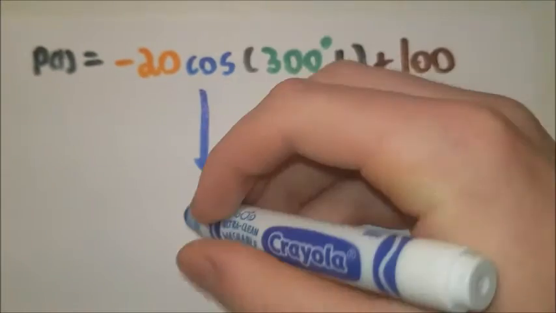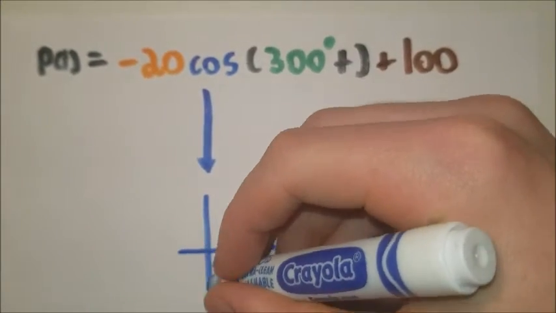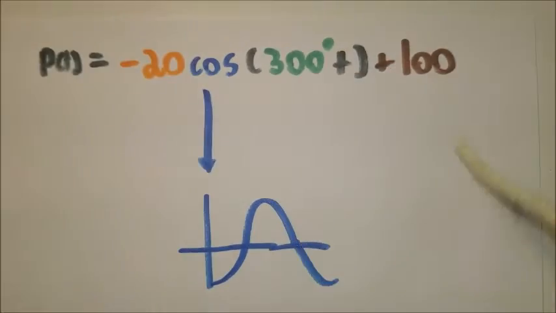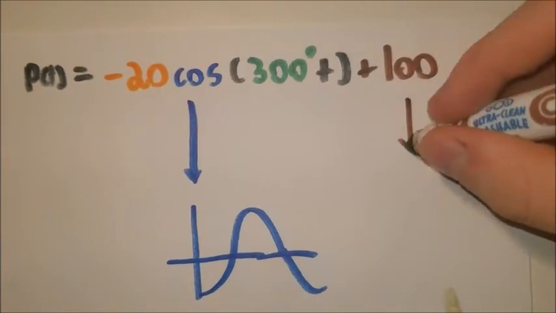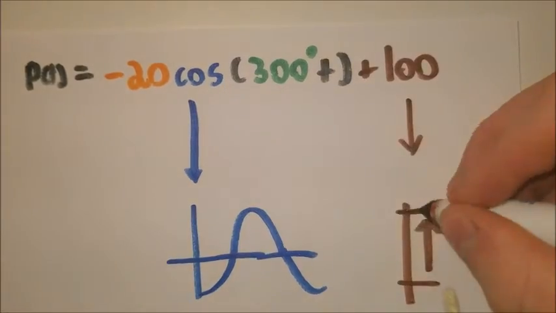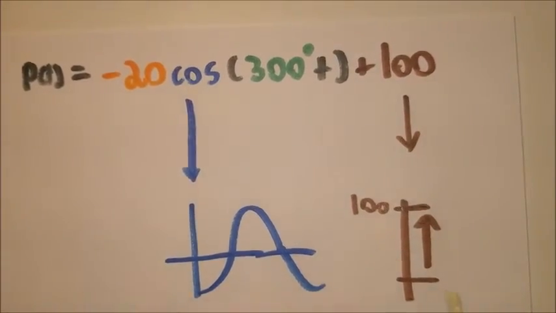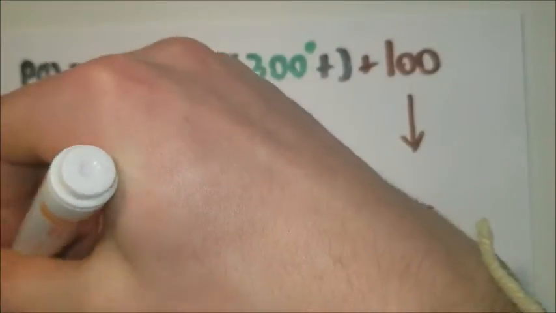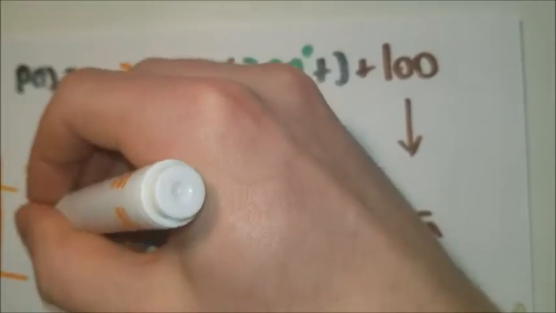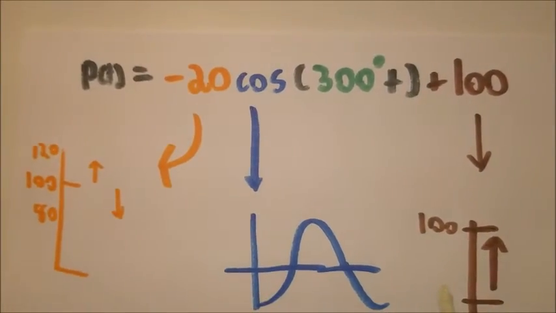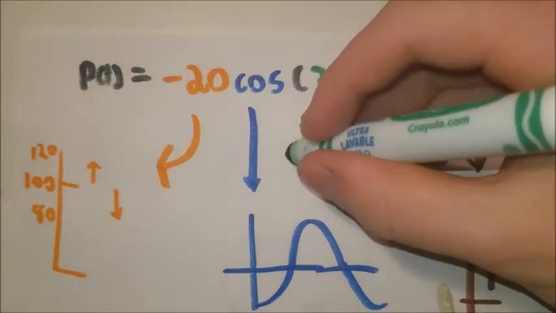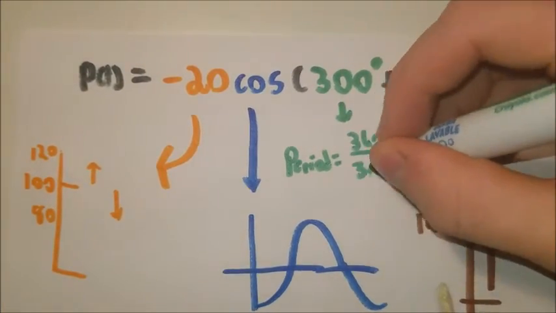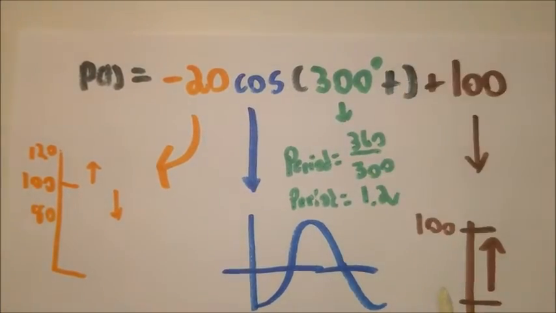Now looking back at our function equation, we can see how it relates to the graph. The function tells us that this is a negative cos graph, meaning at 0 seconds the function should be at its lowest point. It also tells us that the function has been vertically shifted 100 units up. The amplitude of this function is 20, meaning the function ranges 20 units up or down. The last thing it tells us is that it has a period of 300 degrees, which means the graph should have a period of 1.2 seconds.